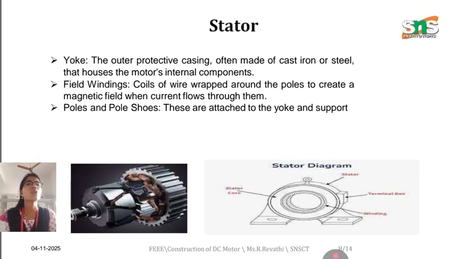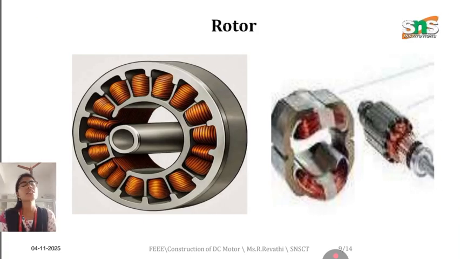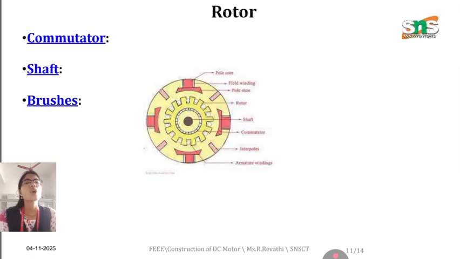The stator is the outermost protecting casing, often made of cast iron or steel, and houses the motor's internal components. Poles and pole shoes are attached to the yoke and support. Field winding is a coil of wire wrapped around the poles to create the magnetic field when current flows through them. The rotor is the rotating part which consists of an armature core, commutator, shaft and brushes. The commutator is used for converting the AC supply to DC, and the shaft and brushes act as a bearing for the DC motor.